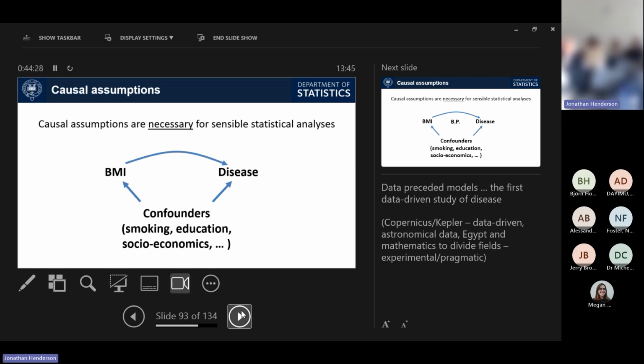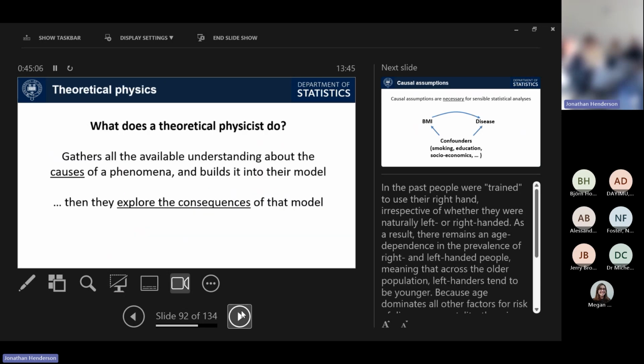Causal assumptions are something that are necessary to consider for a sensible statistical analysis. So the causal diagram is effectively the epidemiologist's model. Now, to give you an example, let's imagine you're interested in the influence of BMI on the risk of some disease. You've got some set of confounders. They might be smoking, education, socioeconomics, all the usual stuff. And your boss comes to you and says, Anthony, the disease you're interested in, its risk is modified by blood pressure. So I think you should include blood pressure in your model.